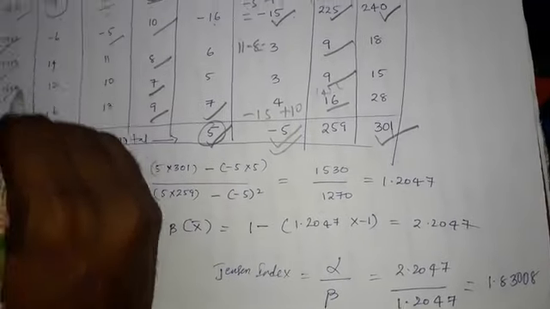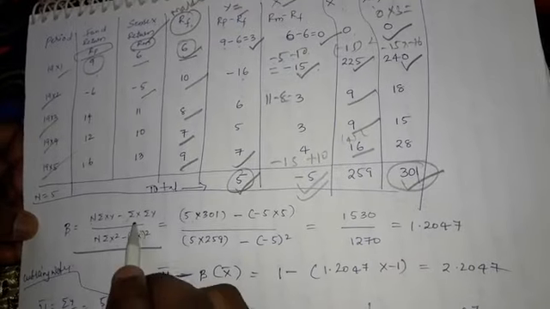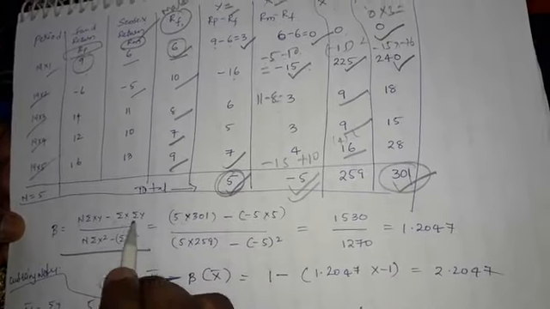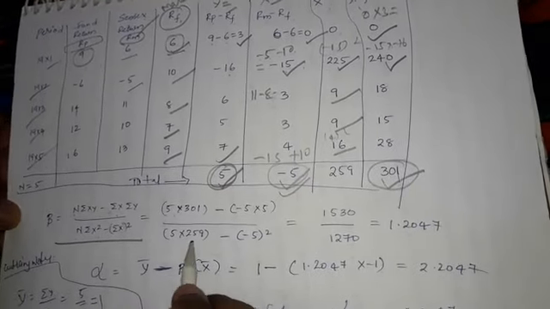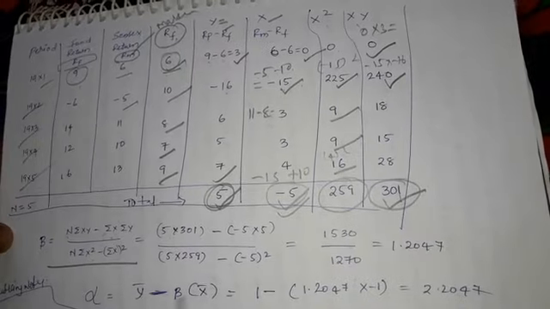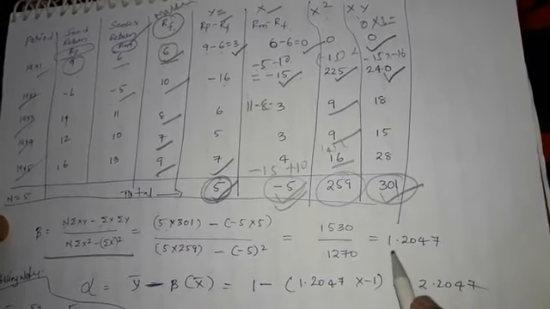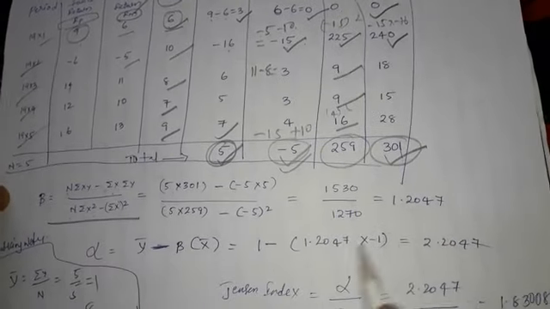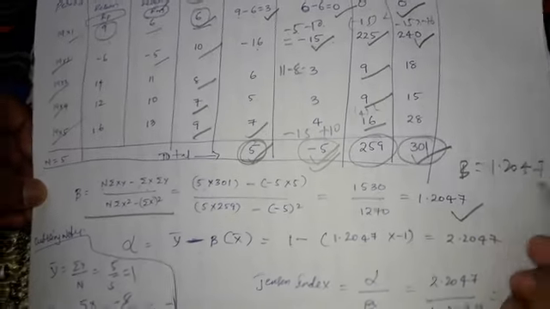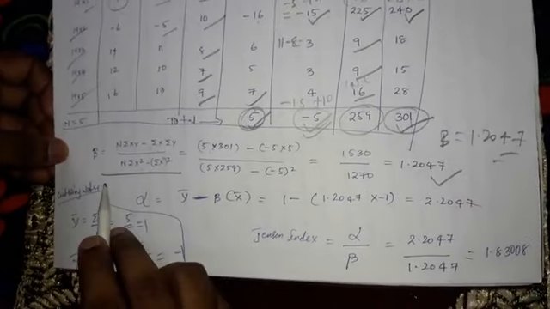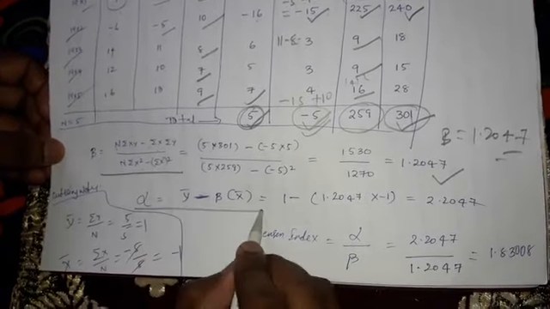Here n equals 5, periods are given, summation xy value is 301, summation x value is minus 5, summation y value is 5, and summation x square is 259. Summation x whole square is minus 5 whole square. So we get 1.2047, right? So the beta value is 1.2047.